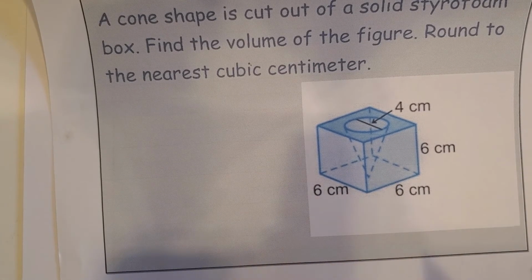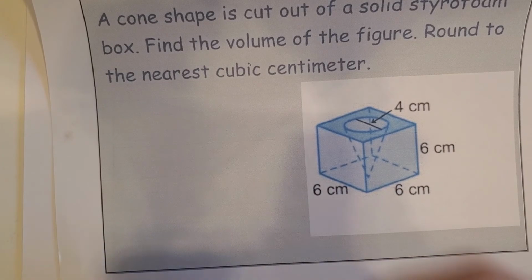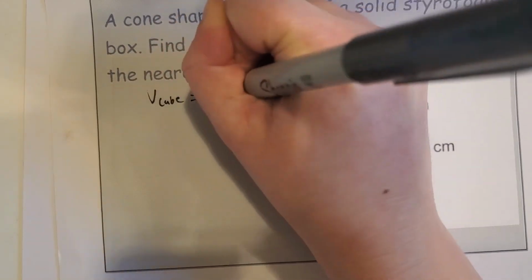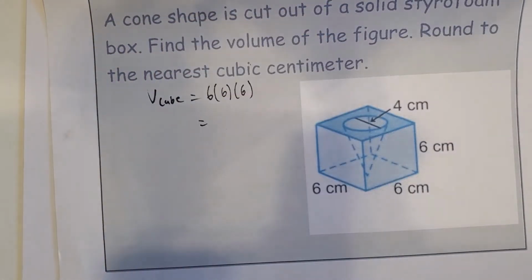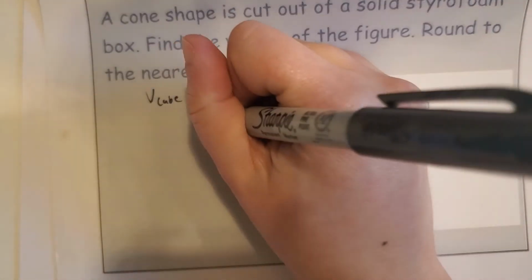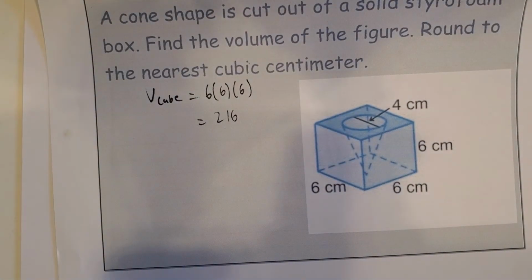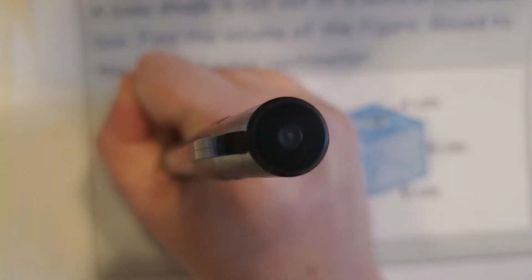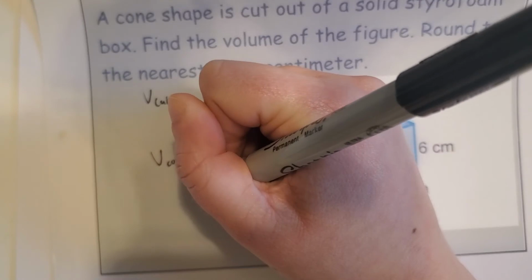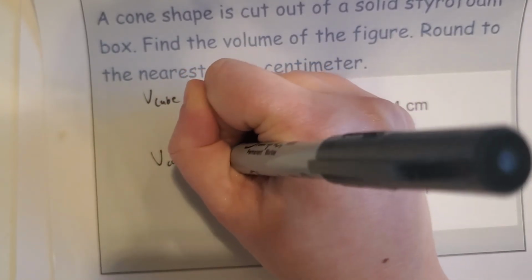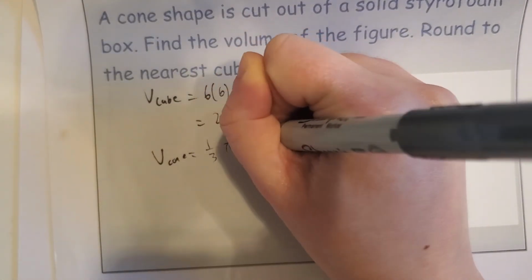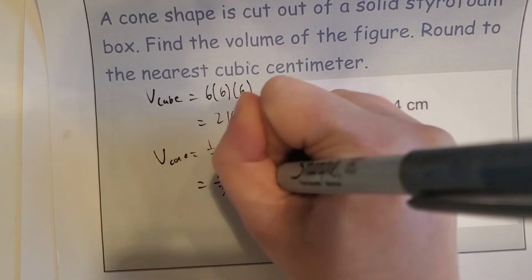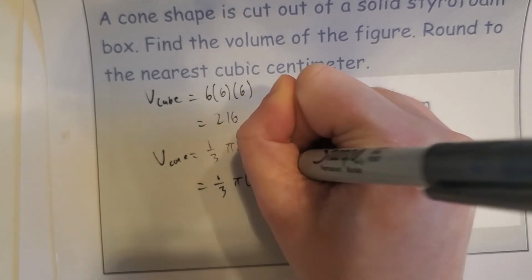This is like your middle school length times width times height situation. So the volume of the cube is just 6 times 6 times 6, which is 216. And then 4 right here is the diameter of your cone. So the volume of a cone is 1/3 pi r squared times the height. So if the diameter is 4, your radius is 2.